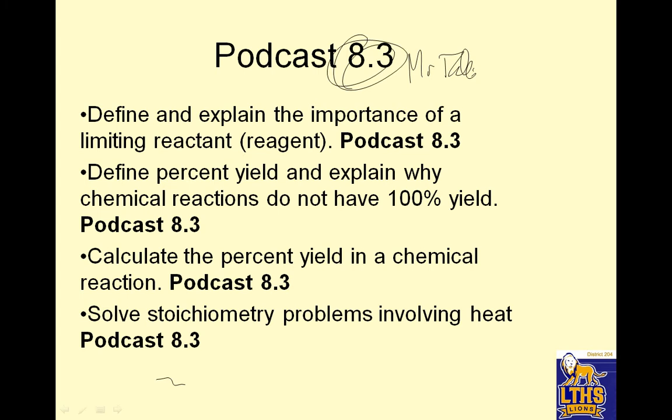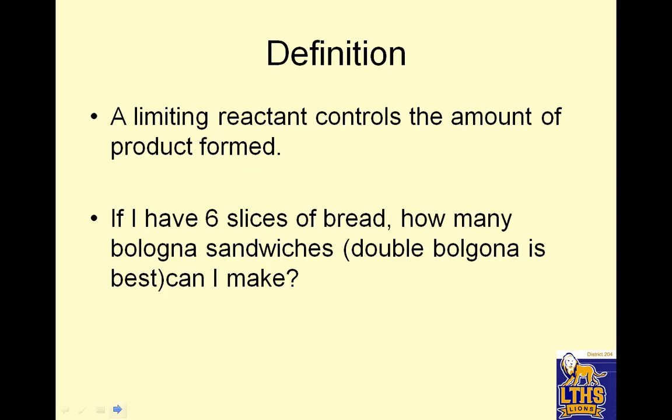We're going to define and explain the importance of a limiting reactant, also called a limiting reagent. We're going to define percent yield and explain why chemical reactions do not have 100% yield. Calculate the percent yield in a chemical reaction and solve stoichiometry problems involving heat. So let's hop to it.